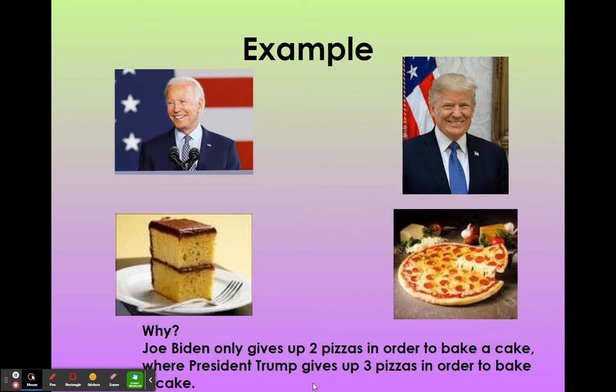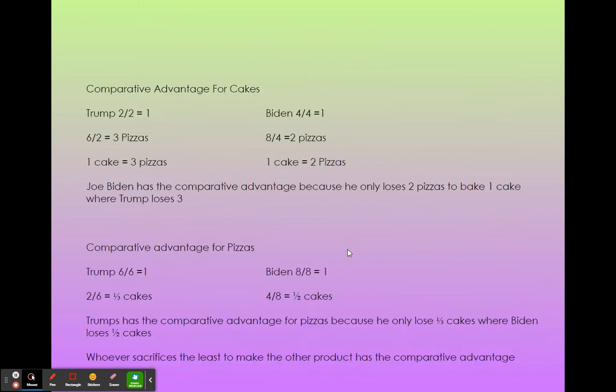And so we'll skip down here to the example. Okay, let me hide that. So, comparative advantage for cakes. What we want to do, whichever item we're looking at, is get that item to 1.